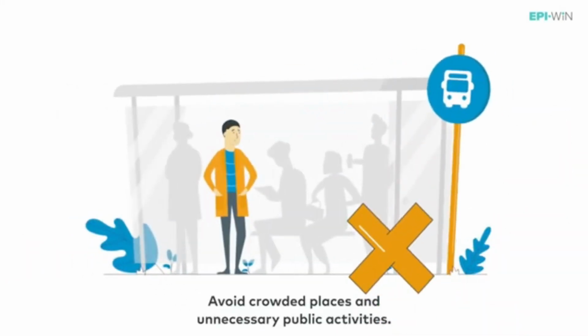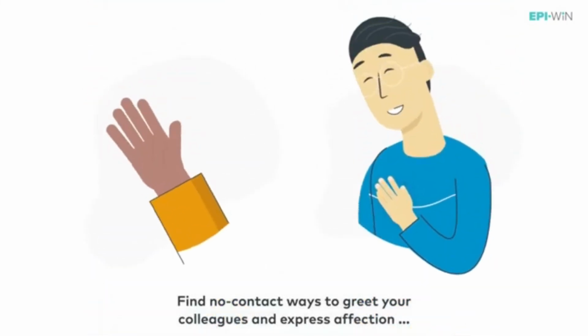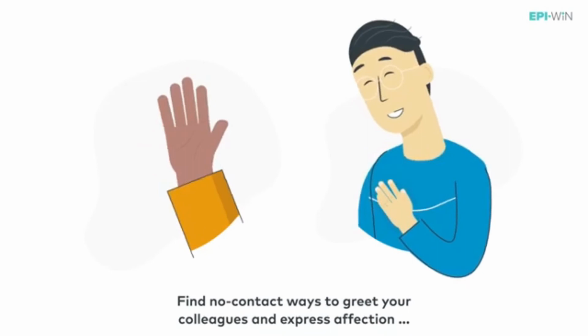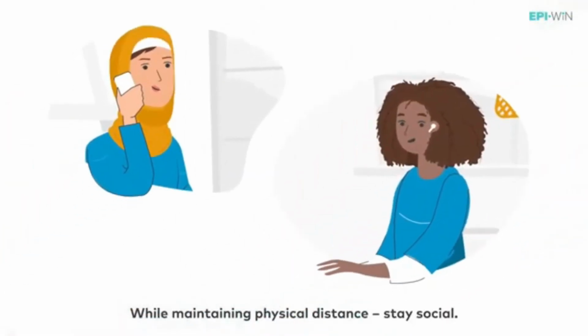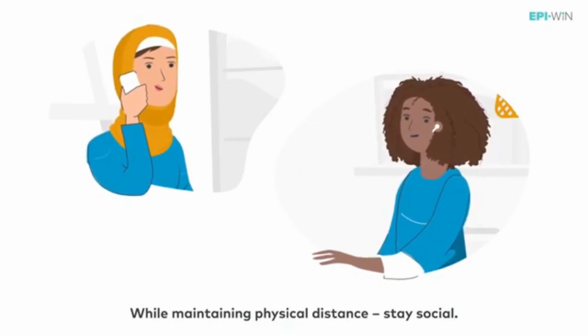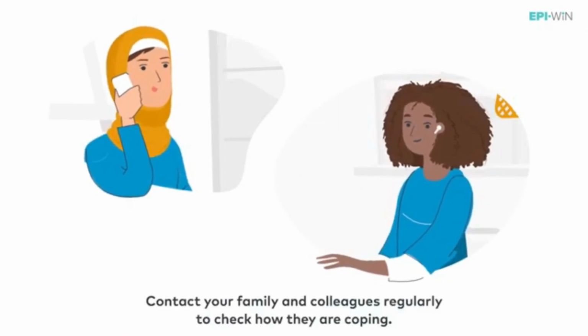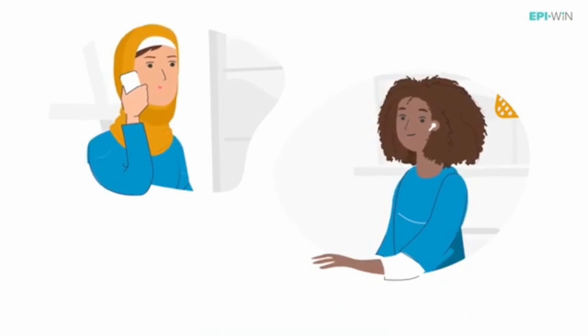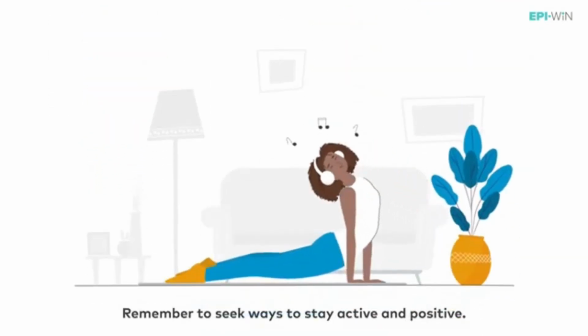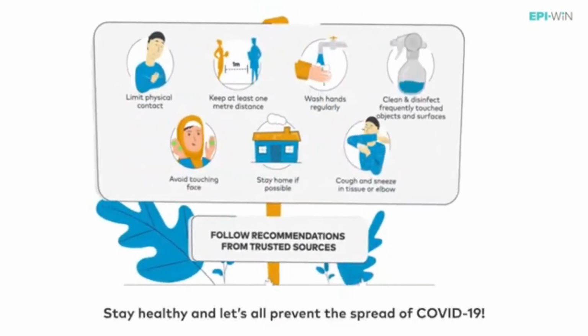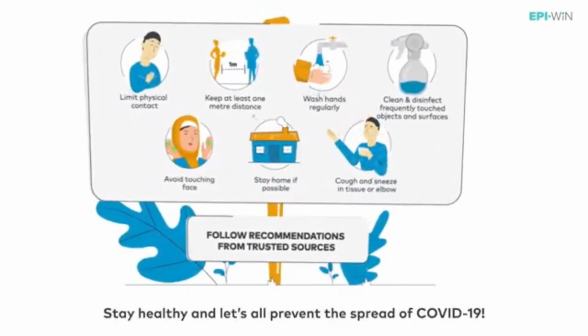Avoid crowded places and unnecessary public activities. Find no-contact ways to greet your colleagues and express affection to your friends and family. While maintaining physical distance, stay social. Contact your family and colleagues regularly to check how they are coping. Remember to seek ways to stay active and positive. Stay healthy, and let's all prevent the spread of COVID-19.